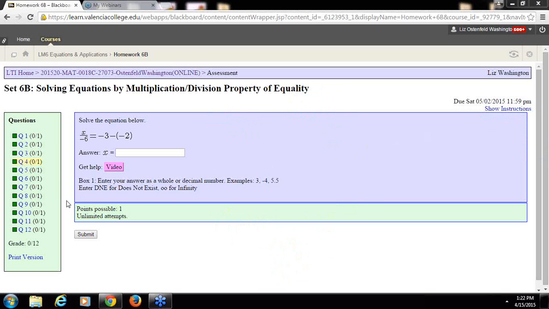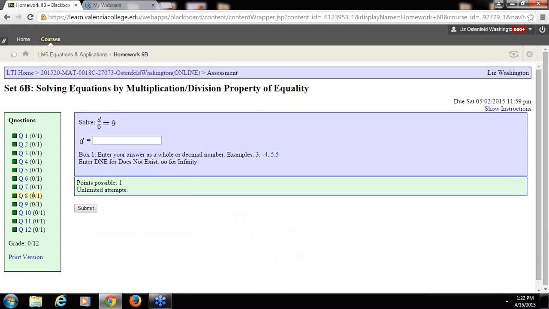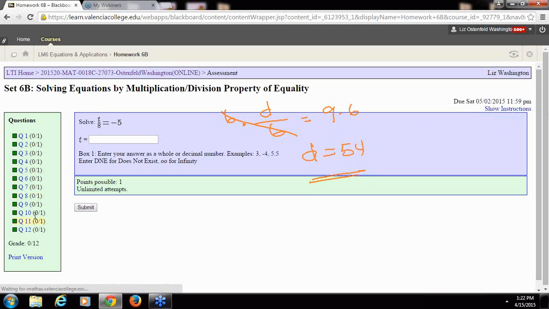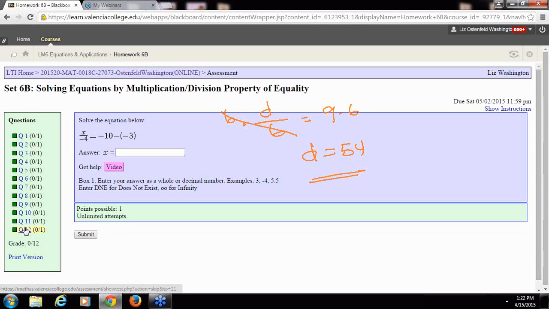Okay. Just going to keep going. This is exactly like the problem we just solved, except it's a lot smaller. In order to get rid of this denominator, we're going to multiply by 6, do the same thing on both sides, and I get d equals 54. That's exactly the same thing.